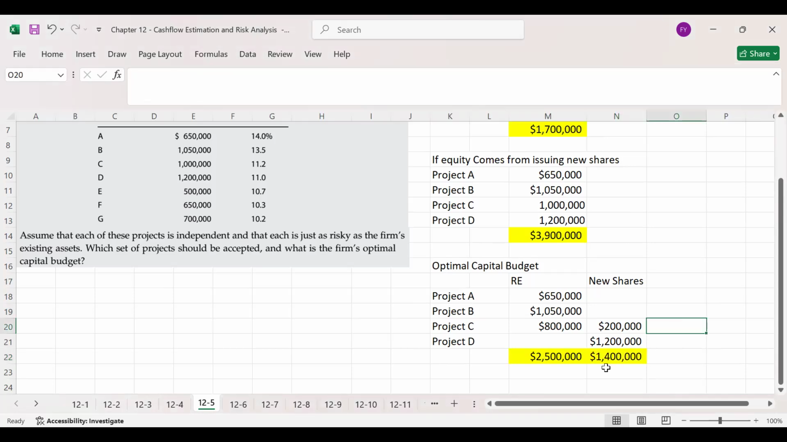In this way, you can say that the company fully utilized its equity before issuing new shares. Why? Because in this way, the company takes advantage of lower cost of funding through retained earning first and then issues new shares for the remaining 1.4 million. So this is the optimal capital budget, and that's it from this problem.